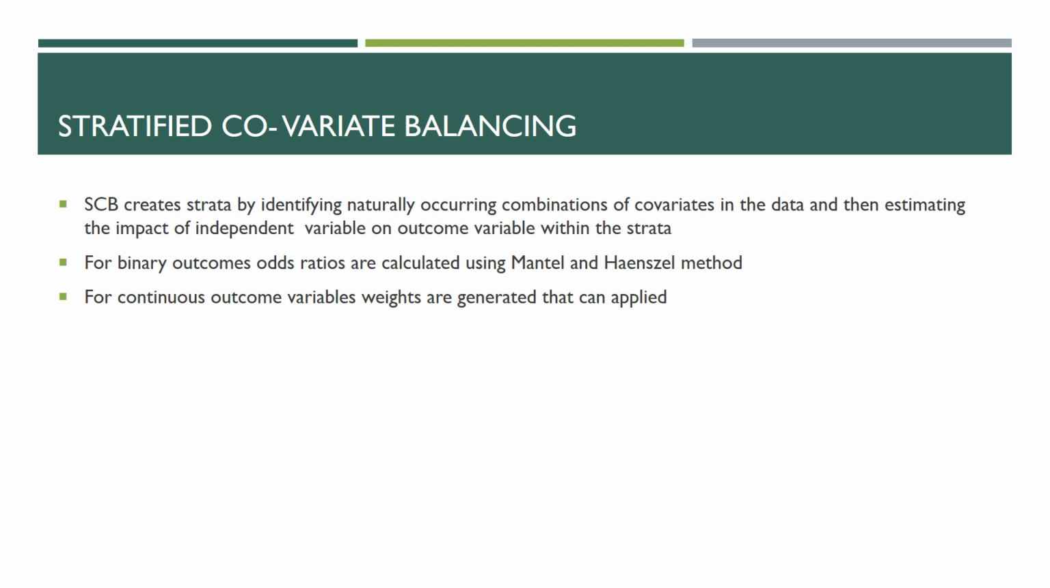Covariate balancing creates strata by identifying naturally occurring combinations of covariates in the data and then estimating the impact of the independent variable on the outcome variable within each stratum. For binary outcomes, odds ratios are calculated using the Mantel-Haenszel method, and for continuous outcome variables, weights are generated that can be applied.